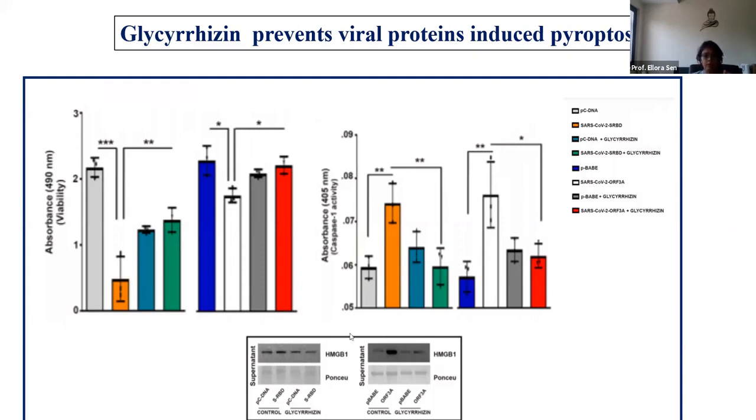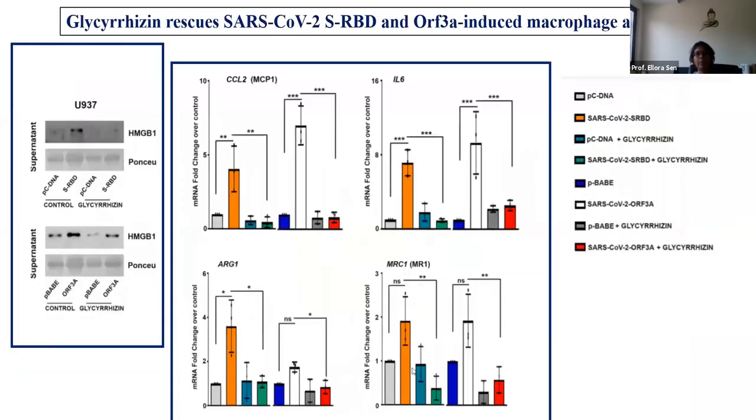Now, the HMGB1 inhibitor glycyrrhizin is widely used by people working on histone modifiers to regulate the effect of histone HMGB1, and we found that when you treat with glycyrrhizin, it prevents viral protein-induced pyroptosis. So there is pyroptosis, and when you treat with glycyrrhizin, it rescues the amount of death. There is also a rescue in the release of the caspase, and when you treat with glycyrrhizin, there is a decrease in the HMGB1 release, as you can see here.